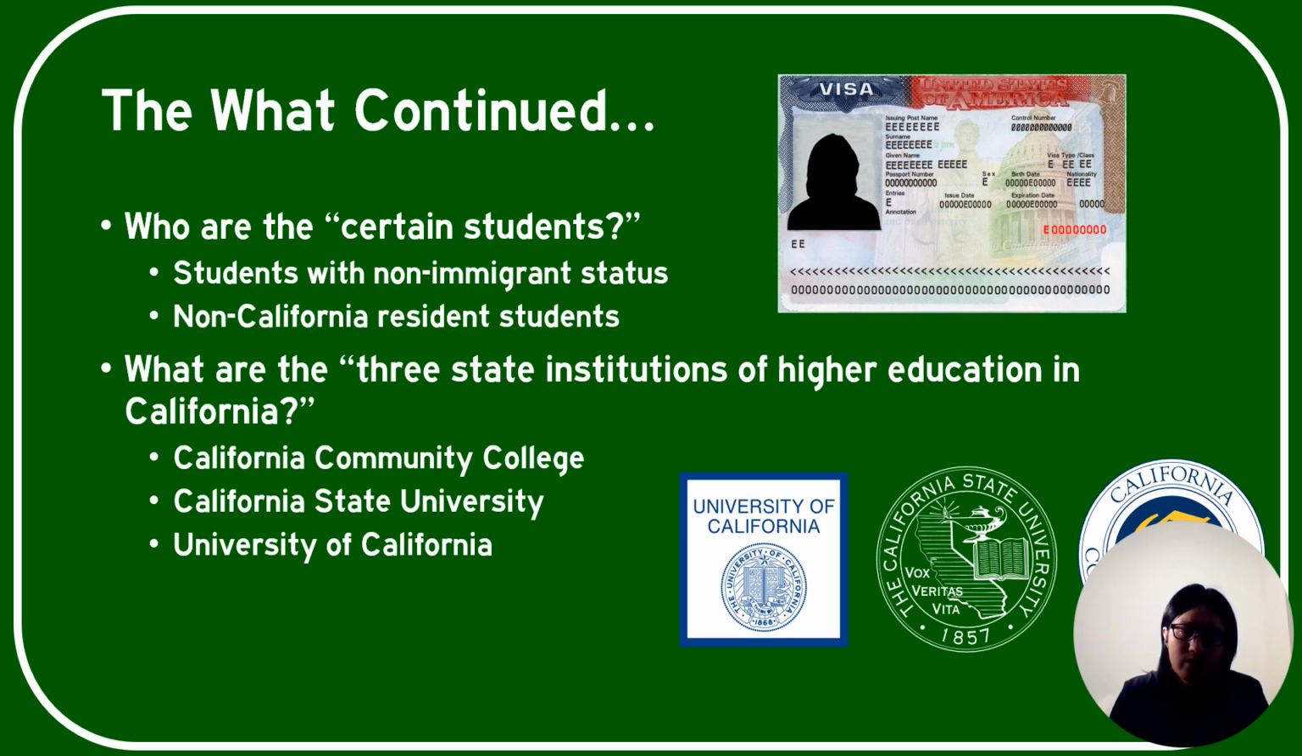And another question you might have is, so what are the 3 state institutions of higher education in California? And those 3 would be the California Community College, the California State University, and University of California. And these are all pretty big higher education systems. The University of California has 10 campuses, and these include like UC Berkeley, UCLA. Those are the more famous ones, I guess. The California State University has 23 campuses. Those would be like Cal State Long Beach, and also Cal Poly, if you're familiar. And the Community College of California has 116 campuses, so they are pretty big in terms of size.